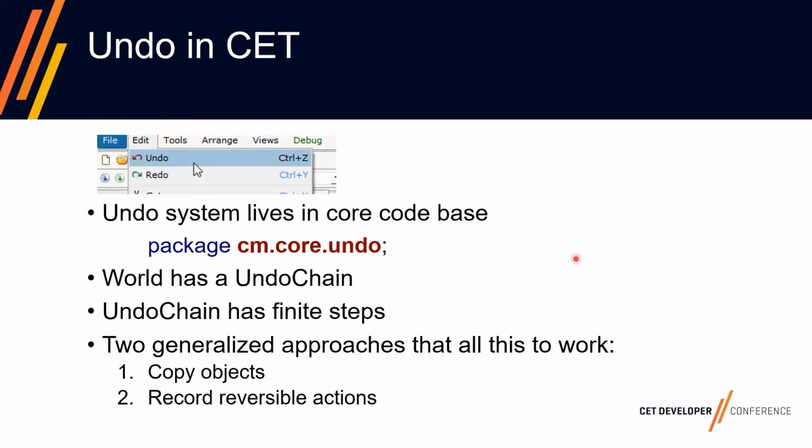In CT, the undo system lives in the core code base, in the CM core undo. A word has undo chains, and undo chains have finished steps. There are generally generalized approaches that make this work. Basically, they are copies of objects and a record of reversible actions. I'll show that in code real quick.